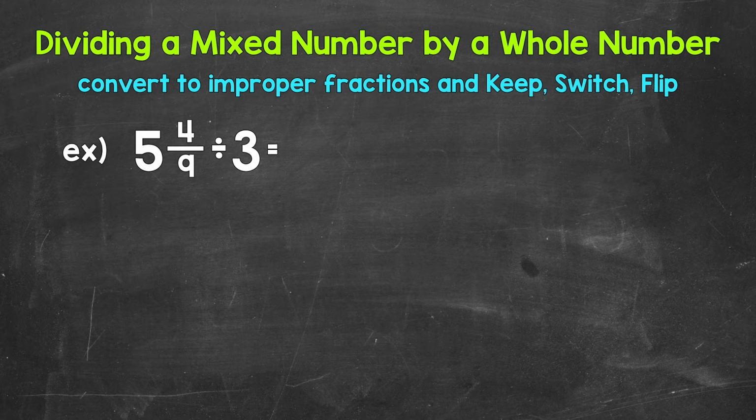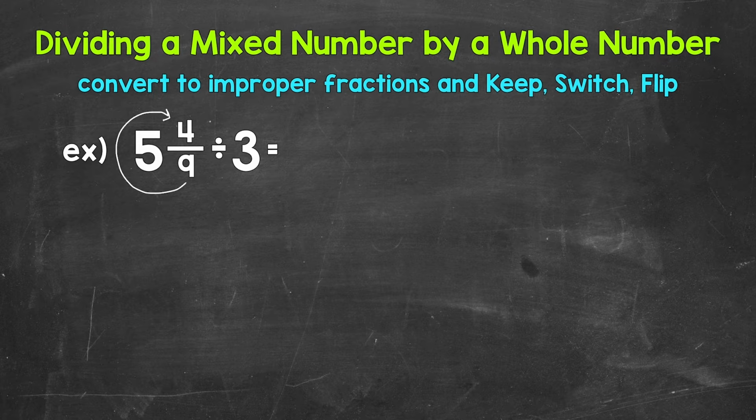Now let's take a look at dividing a mixed number by a whole number. Let's jump into our example where we have 5 and 4/9 divided by 3. Now the first thing that we need to do is rewrite everything in fractional form. So we're going to convert everything to improper fractions. That way we just have numerators and denominators. So we can convert 5 and 4/9 to an improper fraction first.